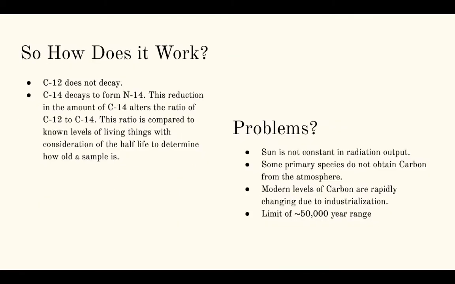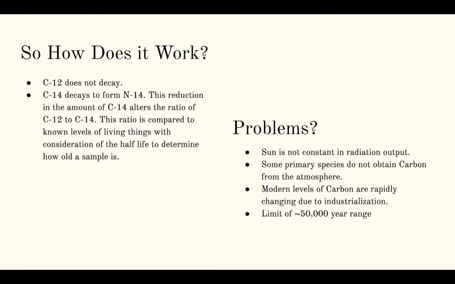So how does it work? Carbon-12 does not decay, as we said, and carbon-14 decays to form nitrogen-14. So this reduction in the amount of carbon-14 alters the ratio of carbon-12 to carbon-14. This ratio is compared to known levels of living things, with consideration of the half-life, to determine how old a sample is. And there is math and equations that I could go into, but I won't bore you with those.